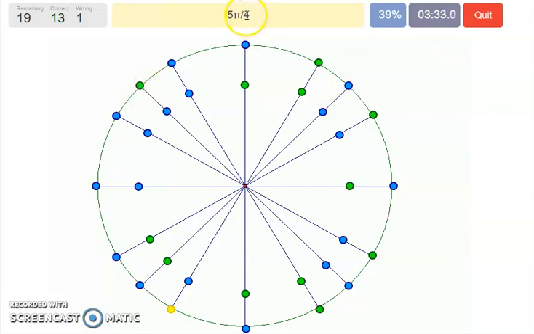All right, again, we're at 4, but this time we're adding 1. So that means it's going to be in this quadrant. So again, it goes 2, 3, 4.